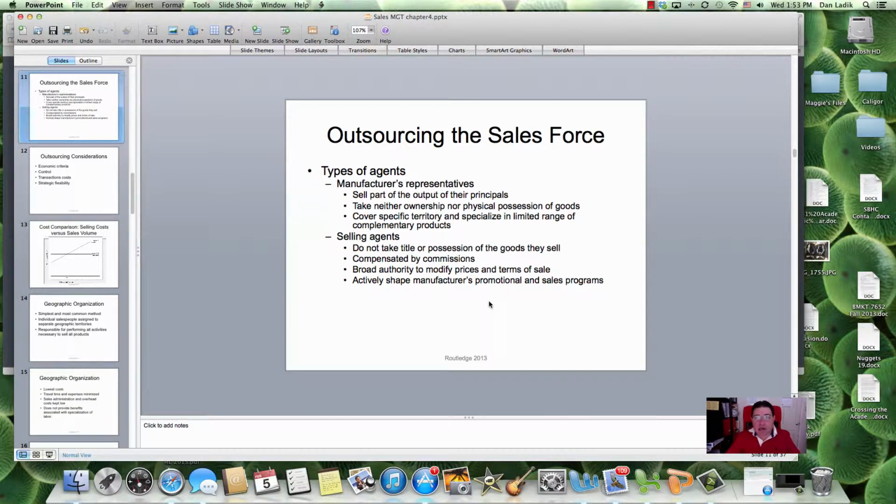It is very common in the world to also have an outside sales force. An outside sales force is a company that sells your product, but they are not an employee of your company. They are a manufacturer's representative. They own their own company. They sign a contract with you to sell your product. They don't take ownership or anything like that. They are strictly a sales agent. And these agents are compensated by commission.